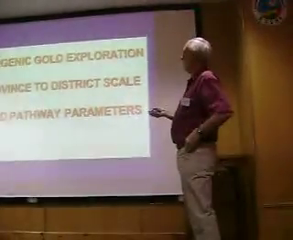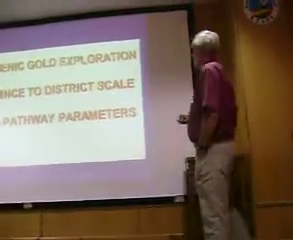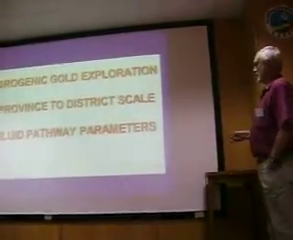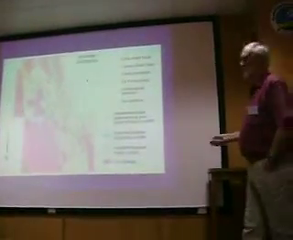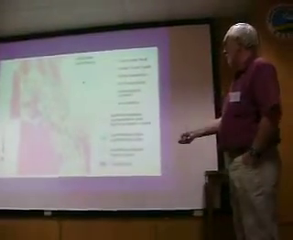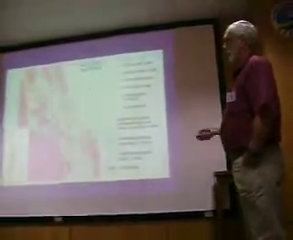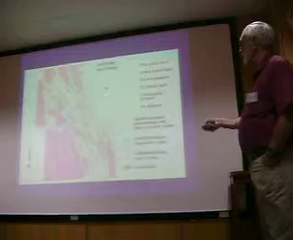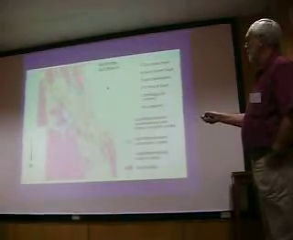So let's look at that area and look at fluid pathway parameters. What can we say about the fluid pathway? Well, what we can say straight away is we know there's a source because we've got all sorts of gold deposits in the terrain. Even in the 1890s, there were prospectors all over this terrain finding gold deposits.